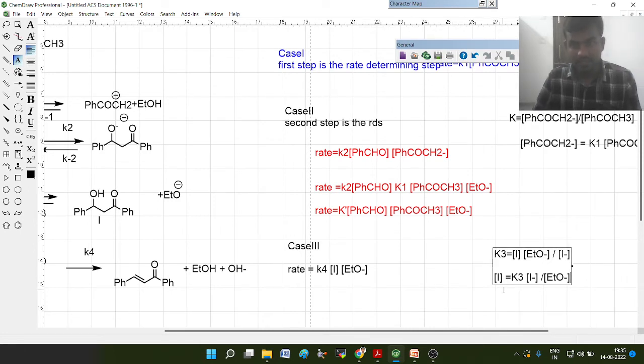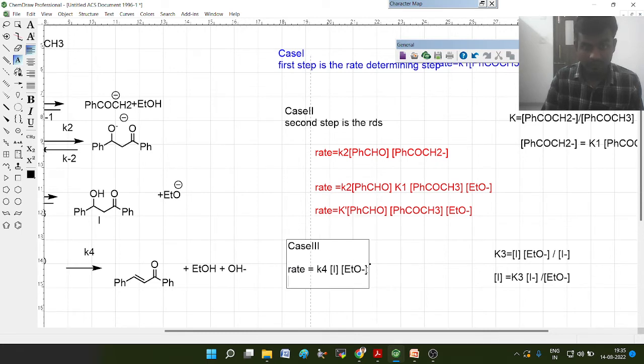Yes, perfect. So now I will replace the concentration of I here. Rate as usual, I have K4 and then the concentration of I. So I have the equilibrium constant K3, the concentration of I minus, and since EtO minus is above and EtO minus will be below, it will just get cancelled out. Okay, so all we have is I minus. I hope this is clear. So we are at this point.